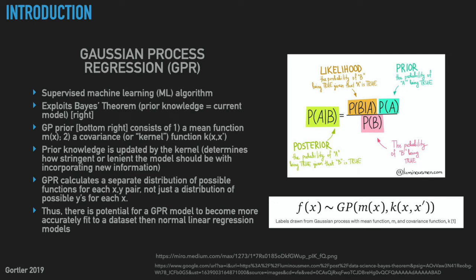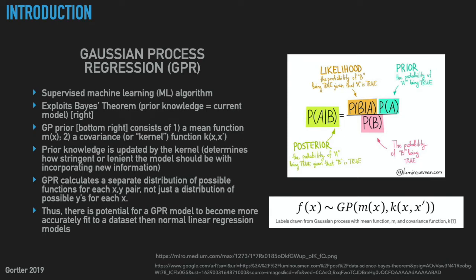All right, and for the second part of the introduction, we need to introduce Gaussian process regression. That is the machine learning algorithm that we decided to investigate for this project. Gaussian process regression relies on Bayes' theorem, over here on the right in the colors. One important thing of note is that prior knowledge is equivalent to whatever the current model thinks, as it were.